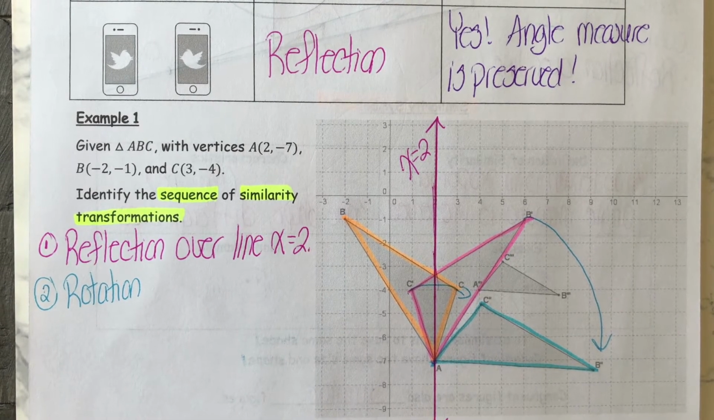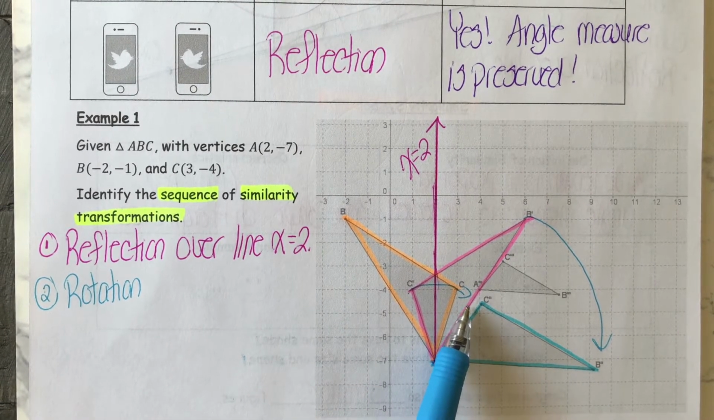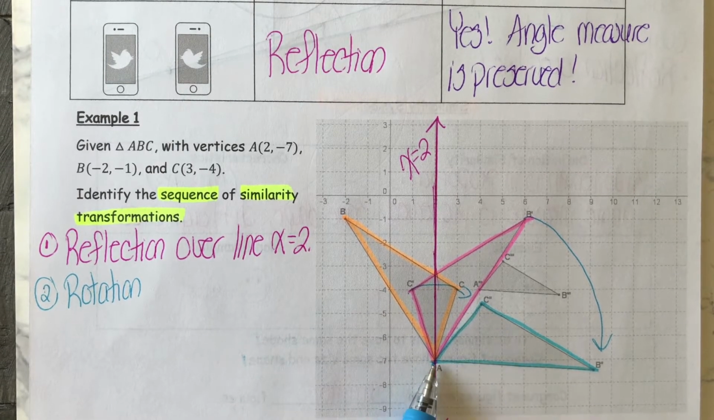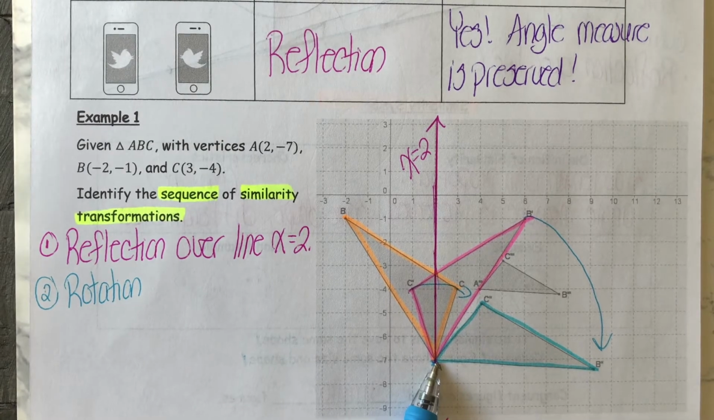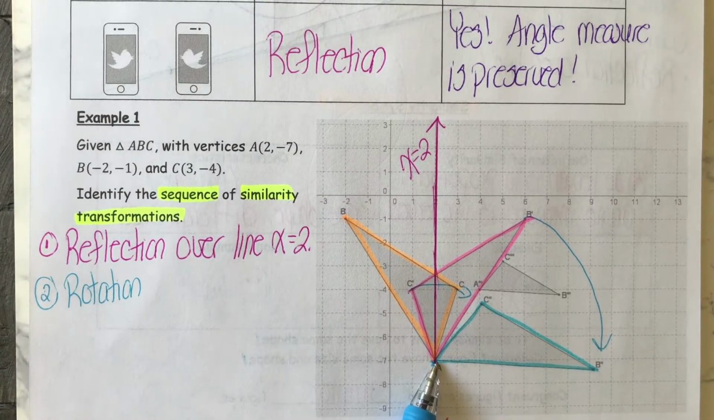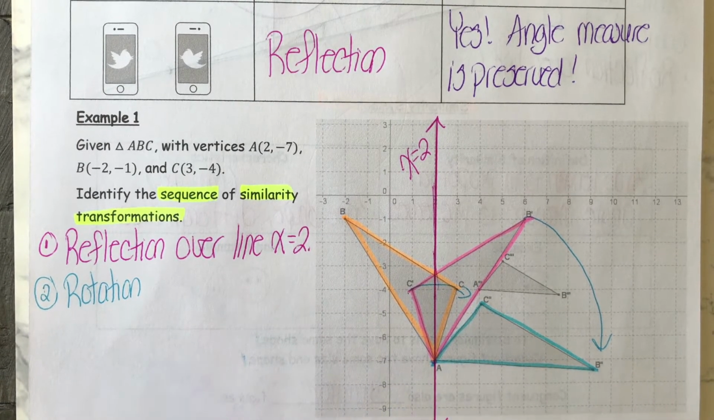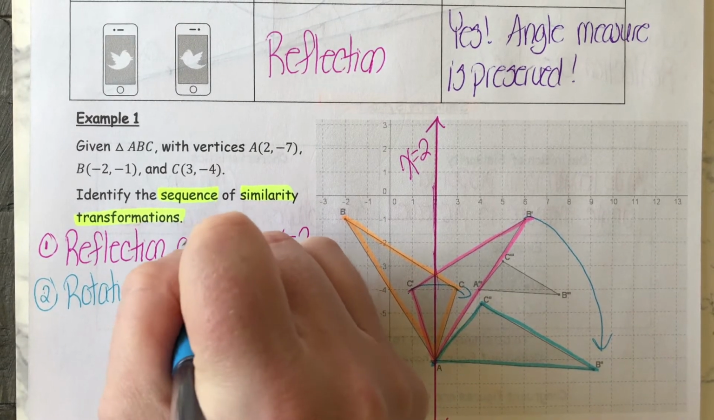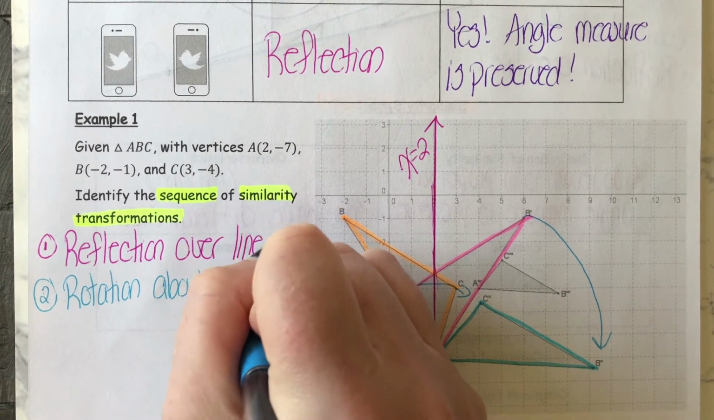All right, so I'm going to look here. Do you notice that to get from my pink to my blue, the center of rotation would be A? I don't have an A prime or an A double prime. So A is my center of rotation. I'm taking the pink and just dropping it down, turning it over here to get my double prime. So my center of rotation is A.